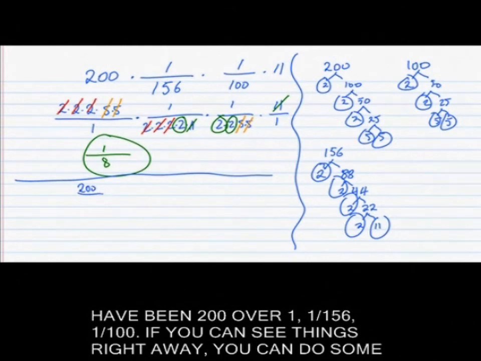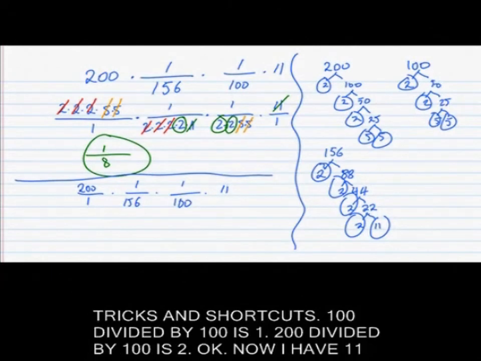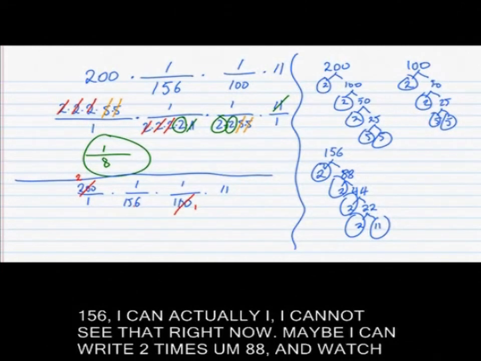Now the alternative method could have been 200 over 1, 1 over 156, 1 over 100. If you can see things right away, you can do some tricks and shortcuts. 100 divided by 100 is 1. 200 divided by 100 is 2. Okay? Now I have 11 over 156. I cannot see that right now.